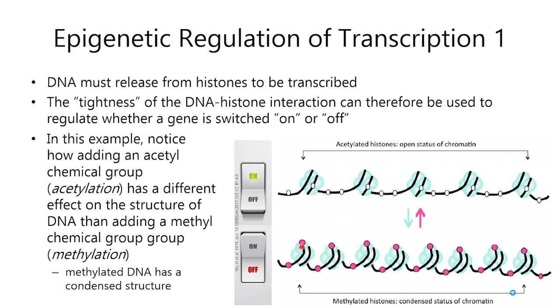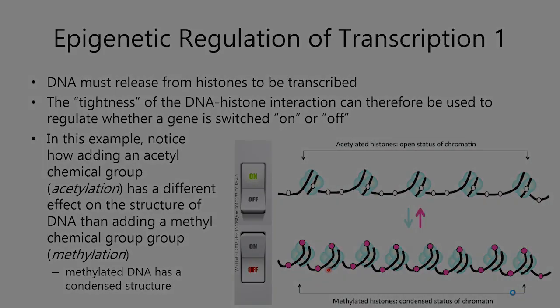If we methylate the histone proteins, if we add a methyl group to those histone proteins, then we tend to pack the histones more tightly next to each other, the nucleosomes more tightly next to each other. And because we don't have any openness in the DNA there, the RNA polymerase can't get in and transcribe that area, and so that gene is effectively turned off.